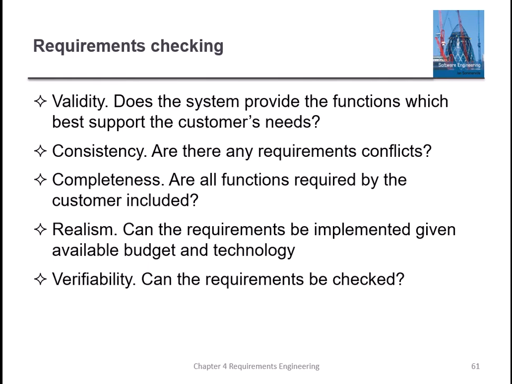The third criterion for validation is completeness, which means all the functions required by the customer are included, or is anything missing? If anything is missing, we will go back to the analysis and elicitation phase, and we will then discover or collect requirements again.